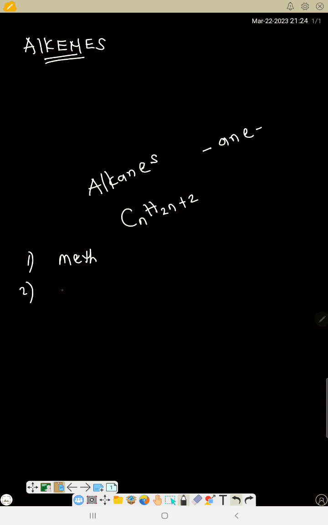So now we have discussed alkanes. Remember, the suffix here for alkane is ANE, and the general formula is CnH2n+2. And I told you that one carbon is meth, two carbons is eth. So these are the things we discussed in alkanes. Since the suffix is ANE, all of these will be ANE.